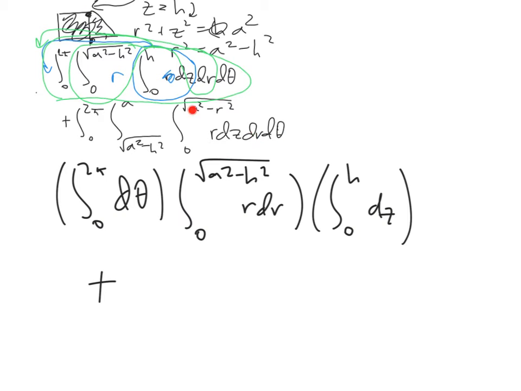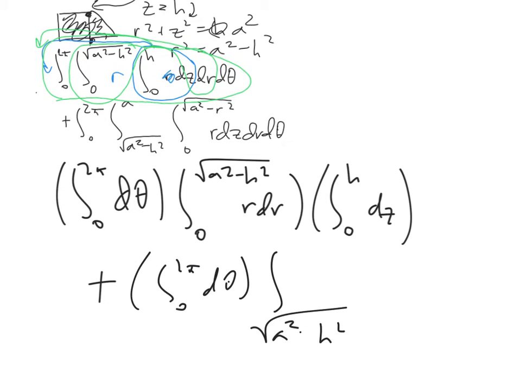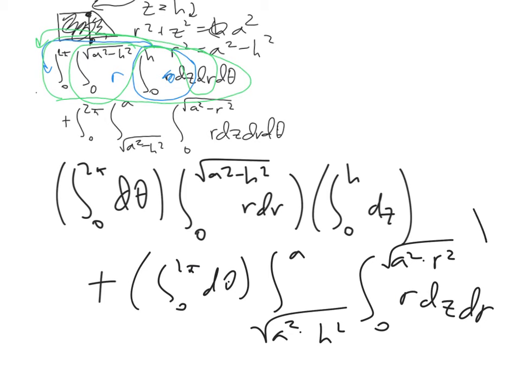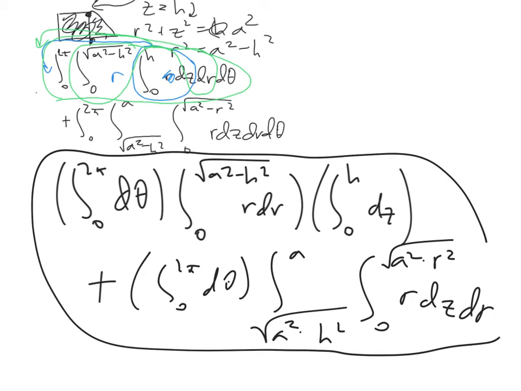And so we can pull this out of the theta integral and be left with the integral from 0 to 2 pi d theta times an integral that's truly coupled, square root of a squared minus h squared to a, 0 to the square root of a squared minus r squared, r dz dr. Okay, so this is ultimately what we get when we set up to find the volume in cylindrical.